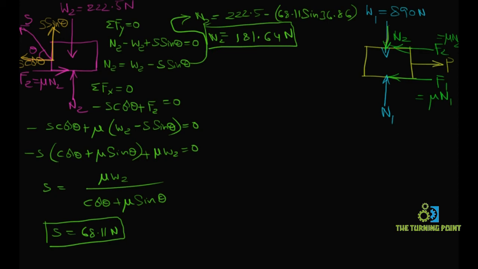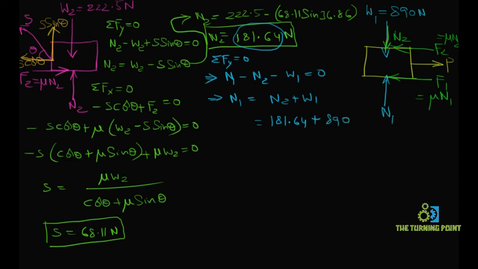Now let us apply equations of equilibrium for block 1. I am considering sigma Fy equal to 0, which is nothing but the algebraic sum of forces along y direction equal to 0. From that, N1 acting vertically upwards minus N2 acting vertically downwards minus W1 acting vertically downwards equal to 0. From that, N1 is equal to N2 plus W1. Just now I have calculated the value of N2, which is 181.64, and W1 value is given as 890 newtons. If I substitute that, I will get the value of N1. I got that value as 1071.64 newtons. This is the value of N1.